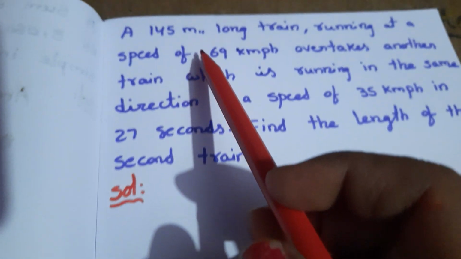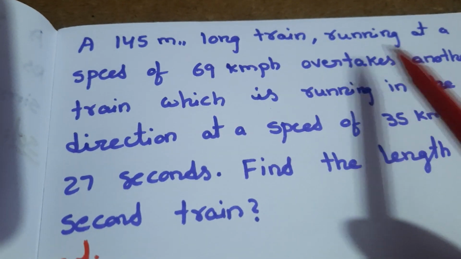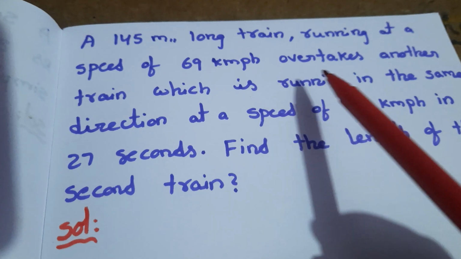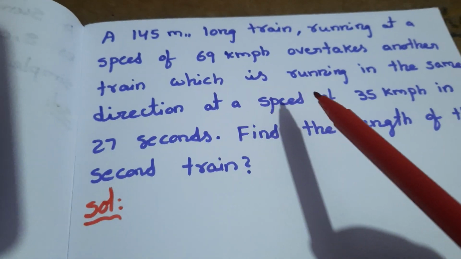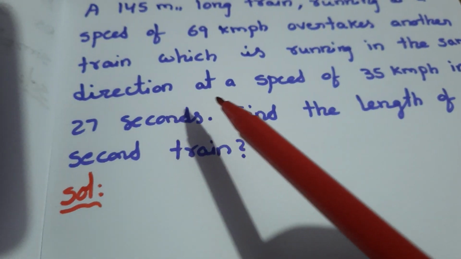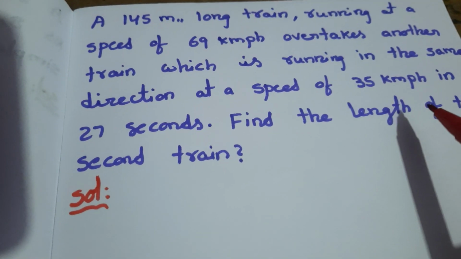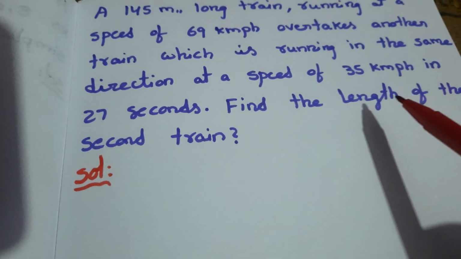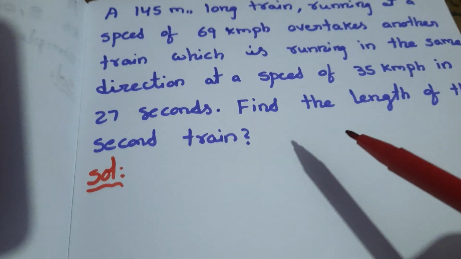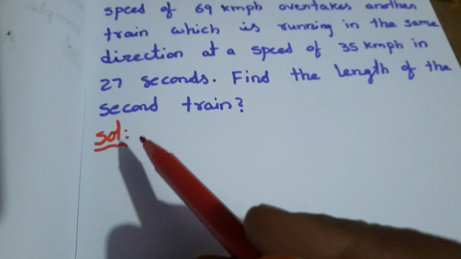A 145 meter long train running at a speed of 69 kmph overtakes another train which is running in the same direction at a speed of 35 kmph in 27 seconds. Find the length of the second train. Okay, we are going to the solution.